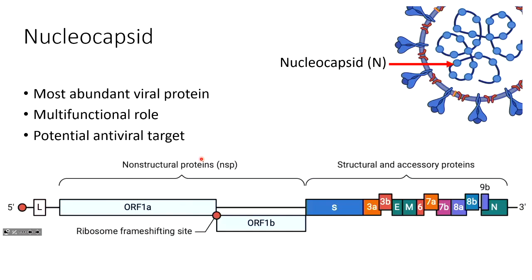So just a little recap on the nucleocapsid protein. It is located at the 3' end of the genome, and during viral replication is the most abundantly expressed viral protein. It has a multifunctional role, which includes genome packaging and encapsulation, as well as regulation of viral replication, transcription, viral assembly, among others. It's also thought to modulate cellular processes and recruit cellular factors to promote viral replication. And as such, it is a potential antiviral target.